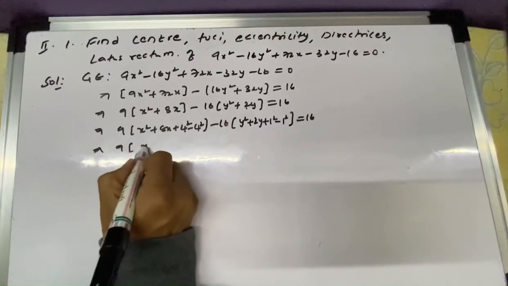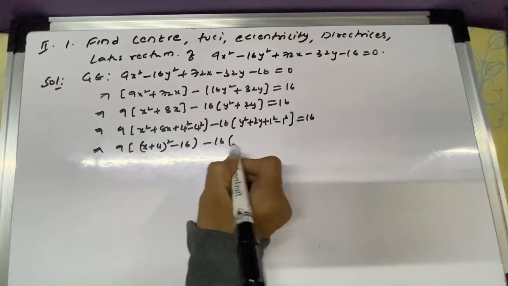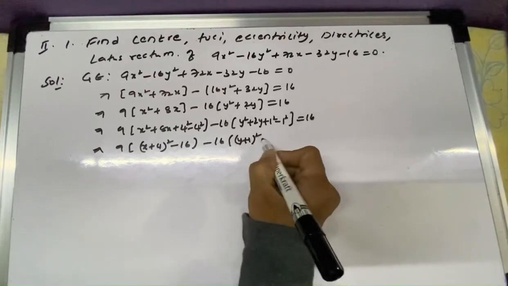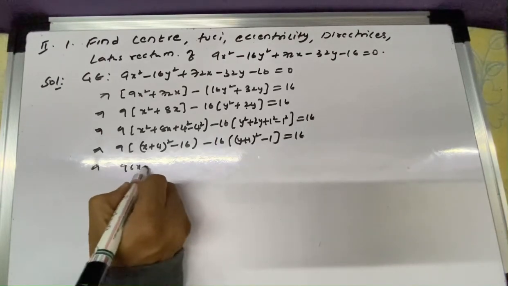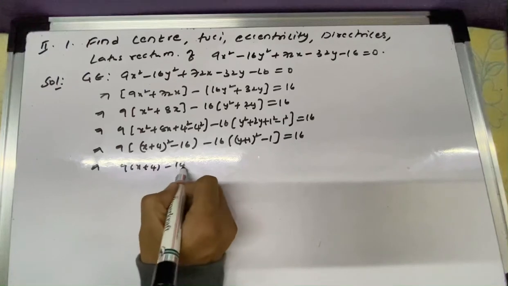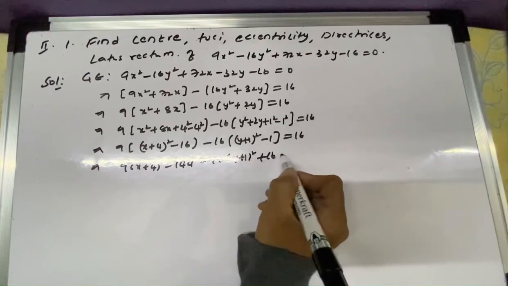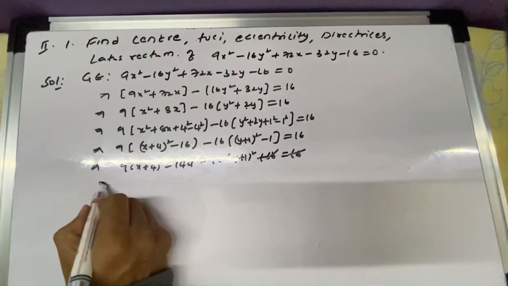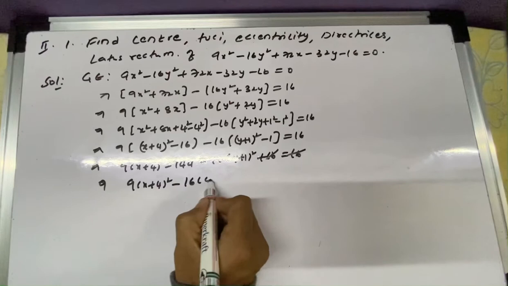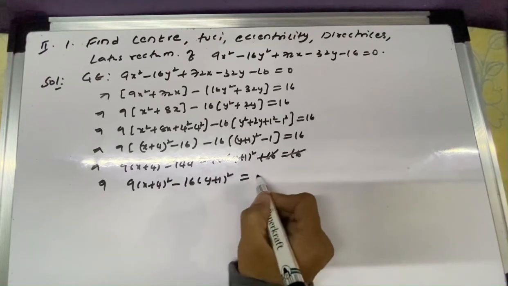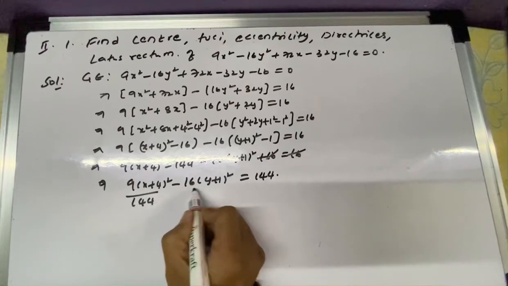9 into x plus 4 square minus 16 into y plus 1 square minus 1 equals to 16. 9 into x plus 4 whole square minus 144. 16 into y plus 1 square plus 16 equals to 16. So 9 into x plus 4 whole square minus 16 into y plus 1 whole square equals to 144. Now this whole equation is divided by 144.